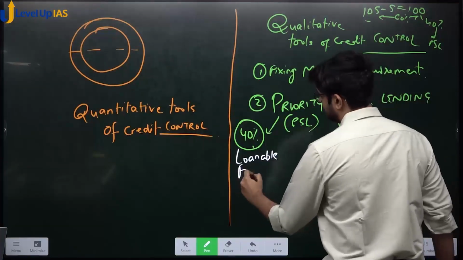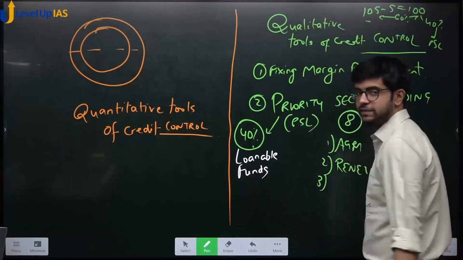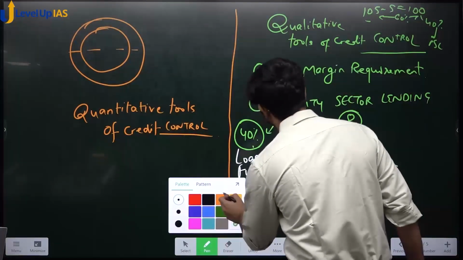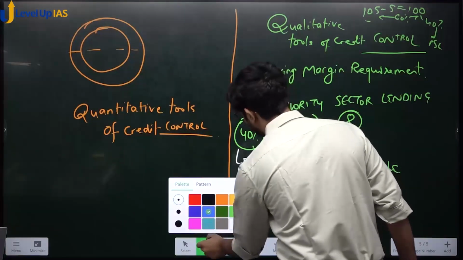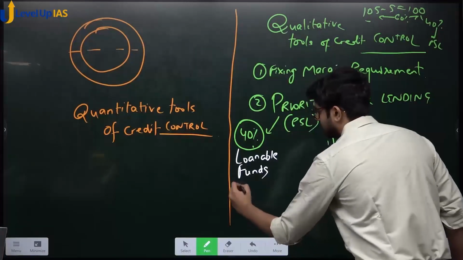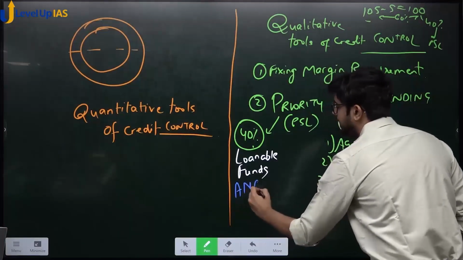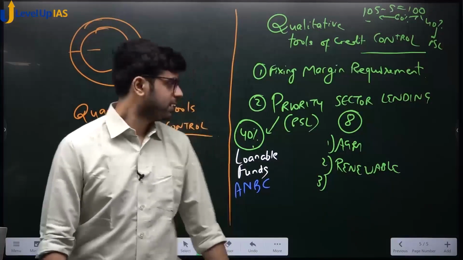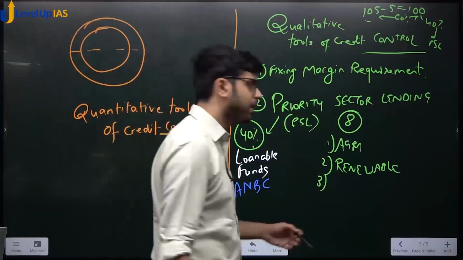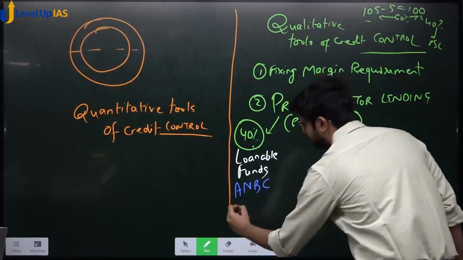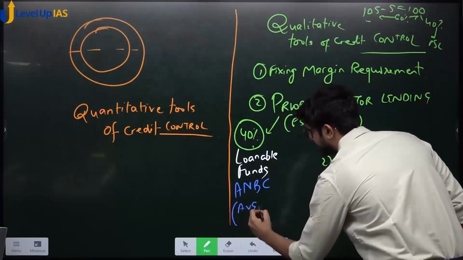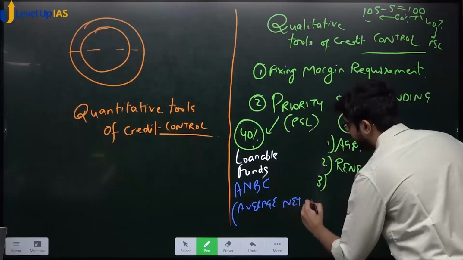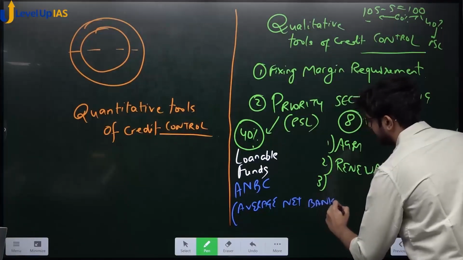Again, loanable funds is a very desi way of saying it. There is a special term for that, and that term is called ANBC. It is nothing but loanable funds, but the hi-fi term for that is average net bank credit.